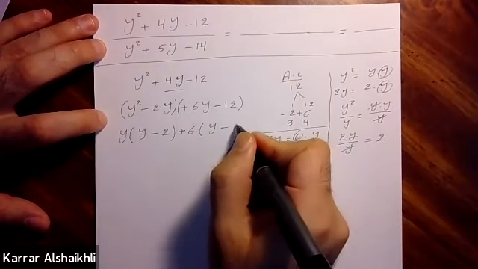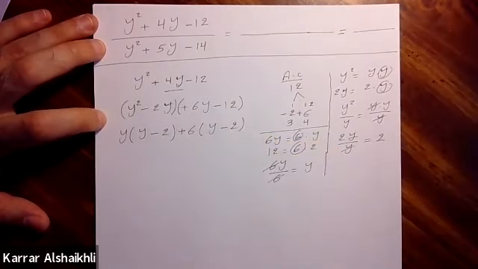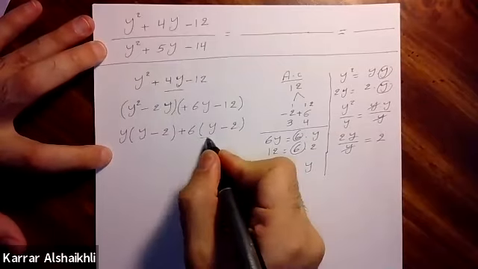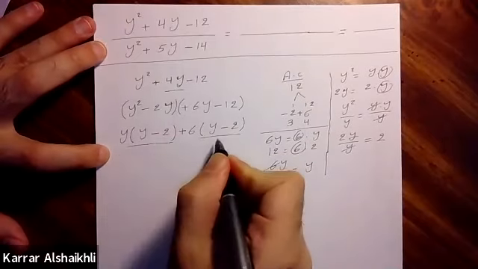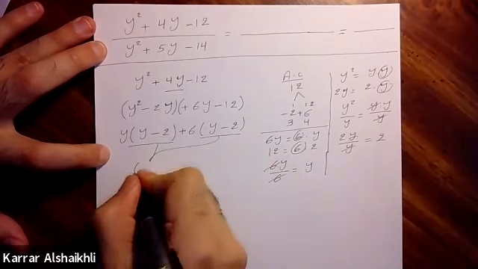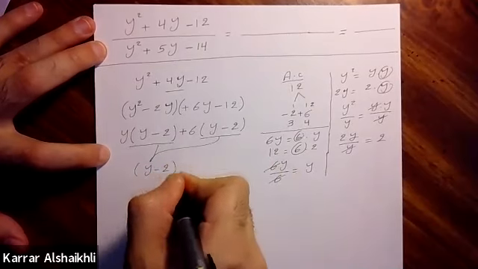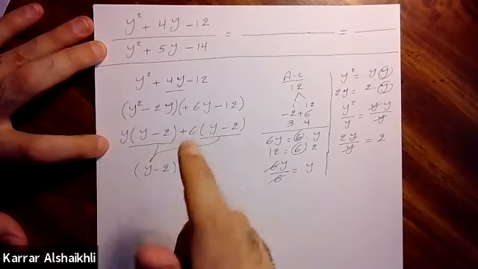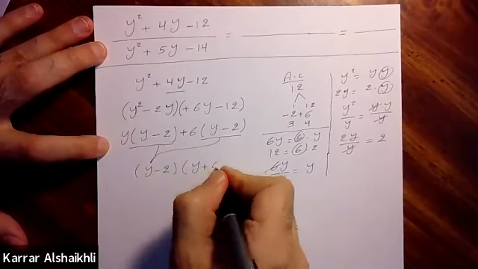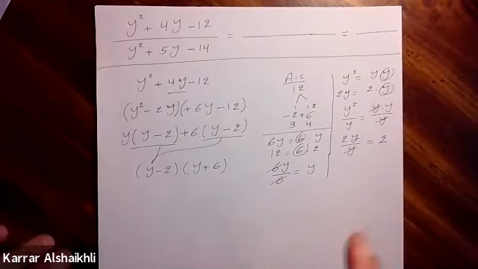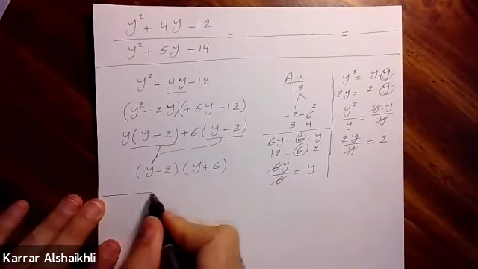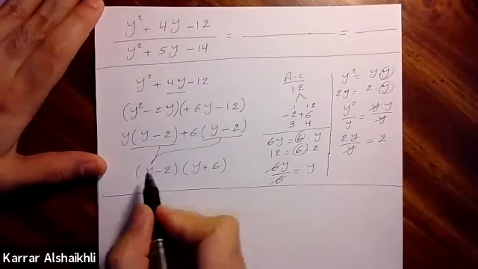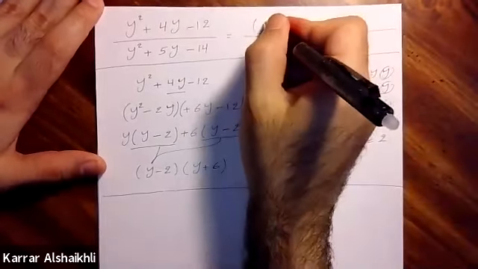12 divided by 6 is going to be 2. So I got exactly the same parentheses. So it's going to be y minus 2. And the leftover is going to be y plus 6. So we're done from the top part. I'm just going to write down the solution, this one here on the top.